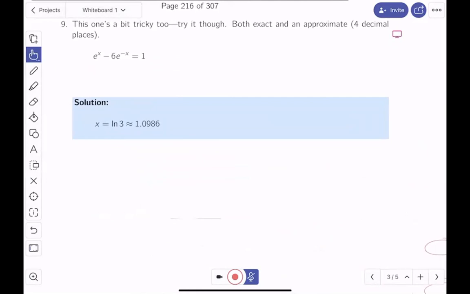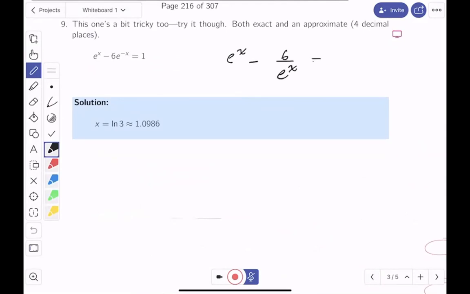I'm going to just go through it. I'm looking at it, and certainly you could rewrite the problem. I guess that's probably the most important thing to do right now. Let's put this down. So e to the x minus 6 over e to the x is equal to 1.